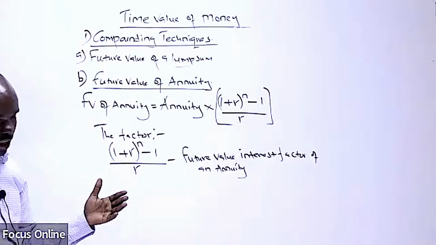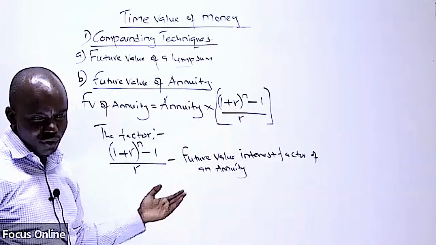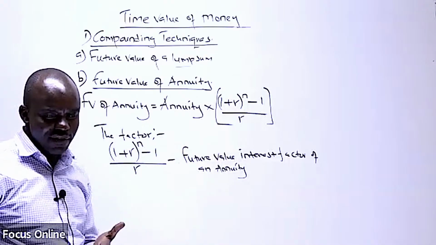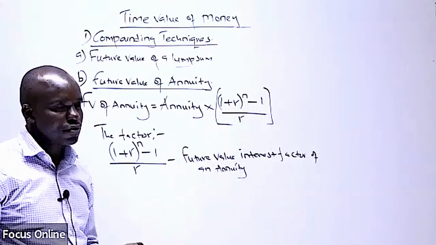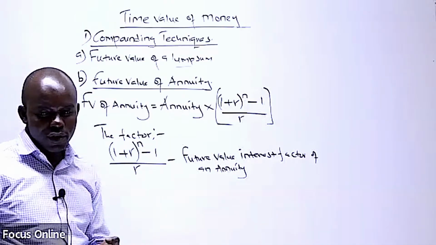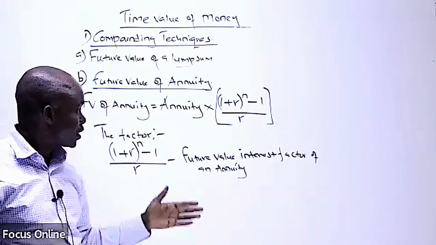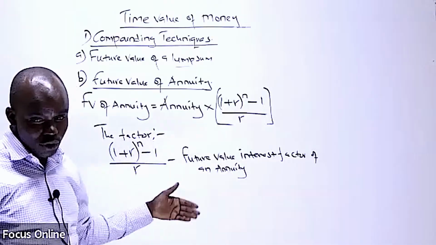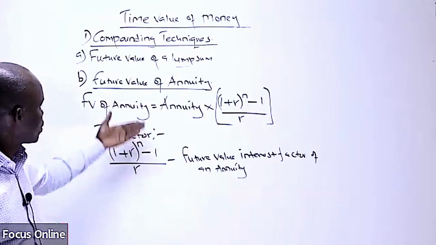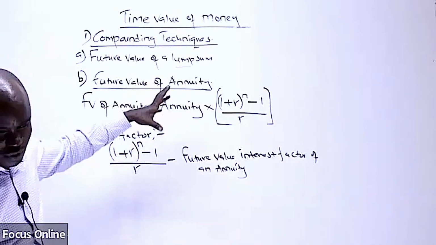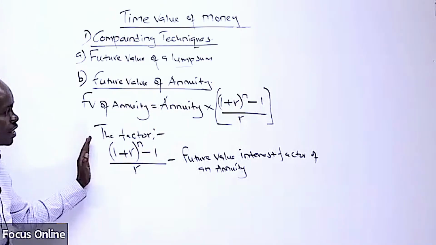Now, we have tables where these factors can be read from. Like the math table, or what we call the normal distribution curve table. When we go to discounting, I'm going to share the tables so that we can see. But for future values, the tables for compounding are not widely used in financial management. So just get these formulas right.